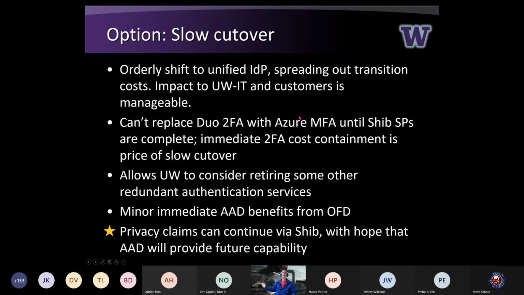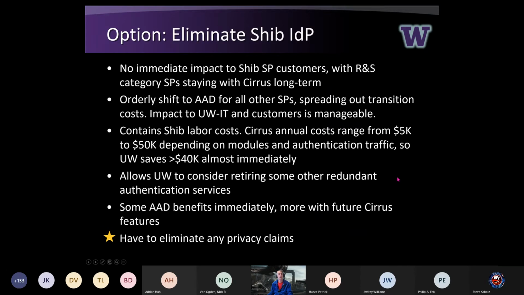So the slow cutover, there's lots of different details here. The nice thing is that you're spreading out the impact, so folks can migrate over time. The downside is you're not getting rid of some of the bigger costs up front. You've got to wait a little bit. And another issue is that any apps with privacy claims don't really have a solution. Again, I'm going to point to the privacy claims for this eliminate Shib IDP one. There's lots of benefits in terms of costs and shutting things down, but there's not really a solution for this bottom one.